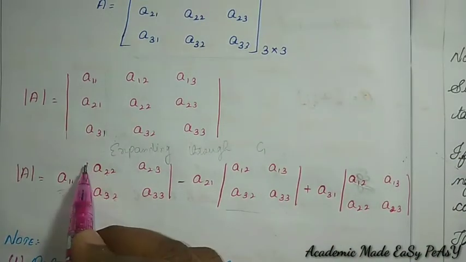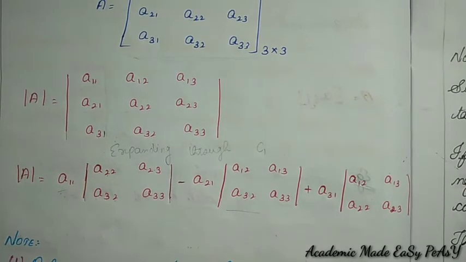So now this is a determinant. This is a determinant, okay. So now in a 2 by 2 matrix, how did we expand?